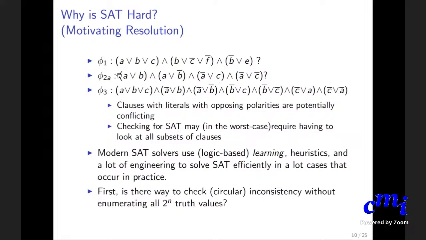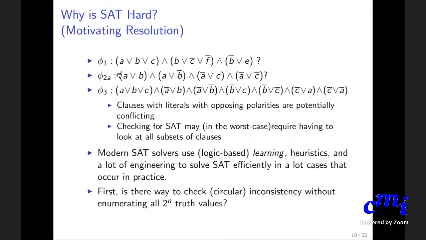What we're going to see is this learning technique, this one decision heuristic that most SAT solvers use, and one patented engineering implementation technique that has given this boost to SAT solvers for the purpose of just learning. That is what you do. So that is the introduction to resolution.